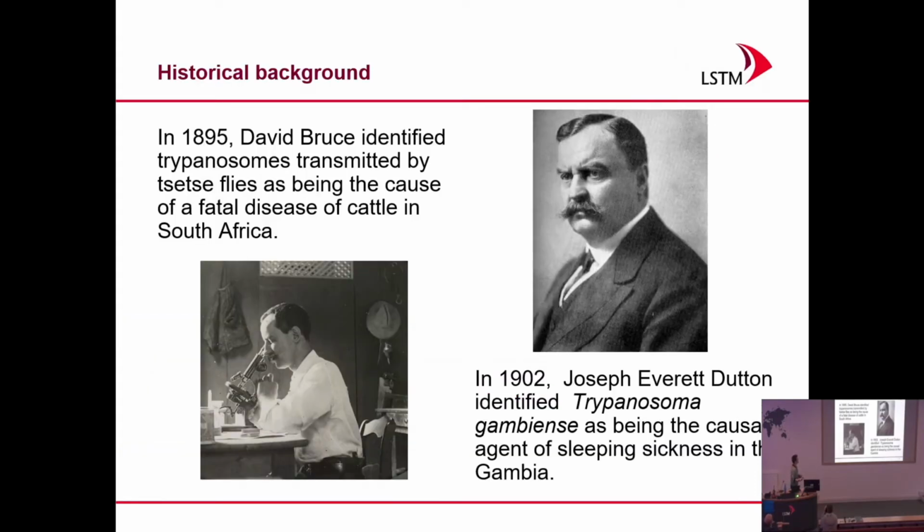So just to give a quick little bit of historical background, it was back towards the end of the 19th century that David Bruce in South Africa was sent to investigate an outbreak of cattle disease, and ultimately he discovered that the disease was caused by trypanosomes and that these were being vectored by tsetse fly. And then in 1902, Joseph Dutton, who's actually from Bebington, so a bit of a link between Liverpool and sleeping sickness from a long time ago, discovered in Gambia Trypanosoma gambiense as being the causal agent of a sleeping sickness outbreak in that country.